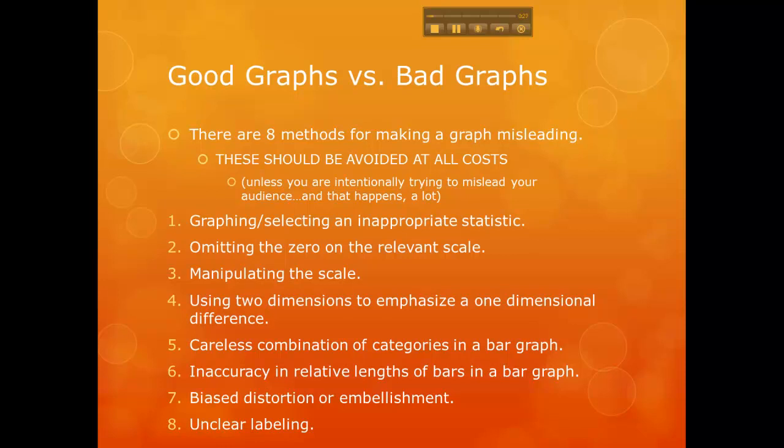Surprise, surprise there. So first, graphing or selecting an inappropriate statistic that may not be representative of your population or may not actually have any relevance to what you're actually talking about, and you just want to have a pretty graph that shows something. Omitting a 0 on the relevance scale, you need to show where you start and end. Manipulating the scale, using 2 dimensions to emphasize a one-dimensional difference, careless combination of categories in a bar graph, inaccuracy in relative lengths of bars in a graph. That's why they all must be equal.